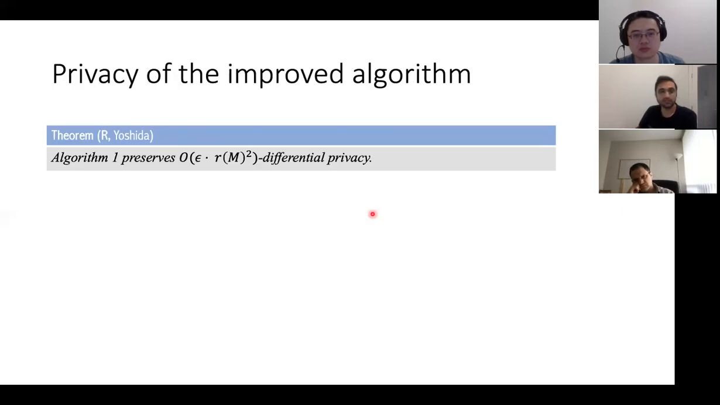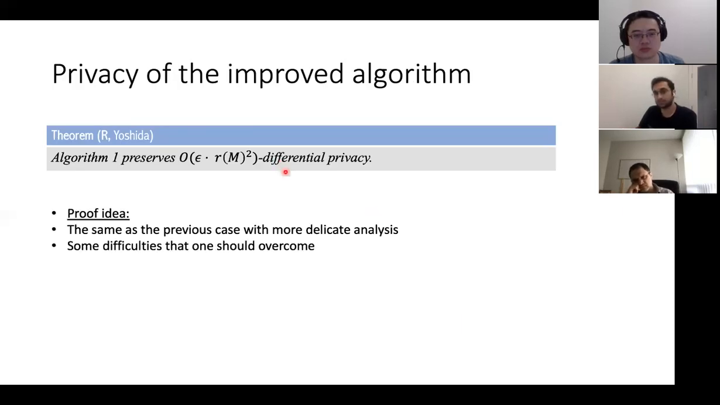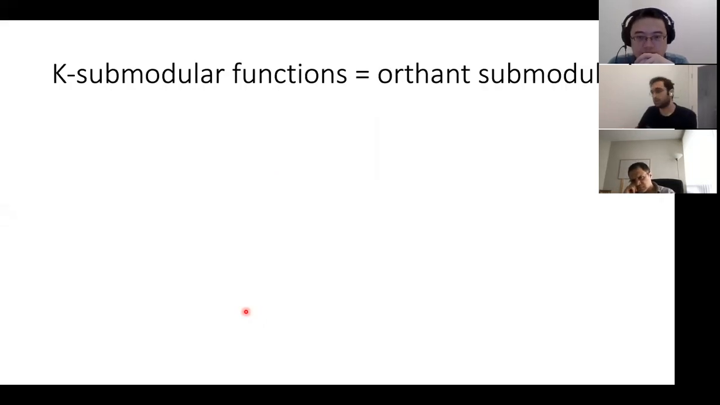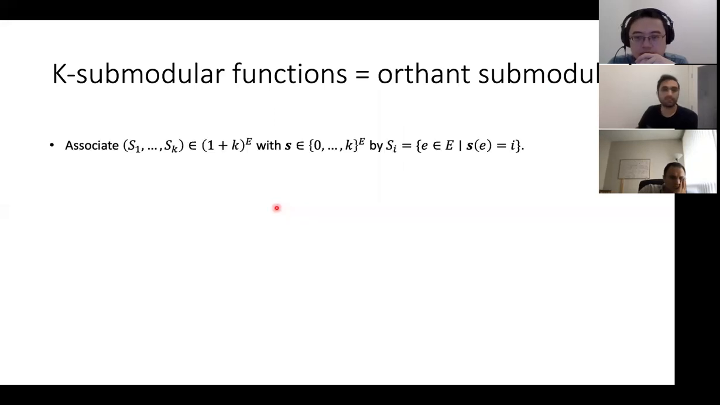In terms of privacy, the privacy analysis is almost the same, but there are some difficulties that we have to overcome. This includes, if we have two neighboring data sets, we want to show that the number of layers is almost the same, and a point lies almost in the same layer with respect to the two data sets. Okay. Now let me talk about k-submodular functions, which means orthant submodularity for every orthant.